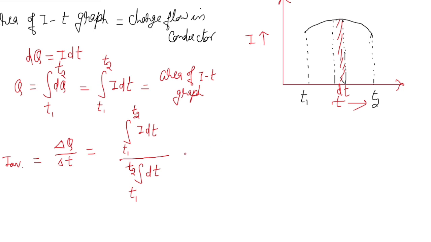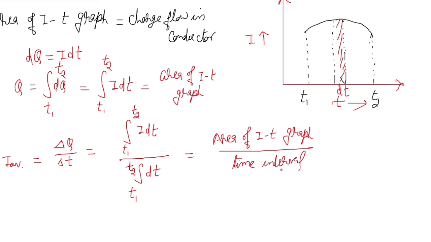So this will be the average value of current from the graph, which is equal to the area of the I-T graph divided by the time interval. This will be the formula of average current. Is that clear? Is this much clear?